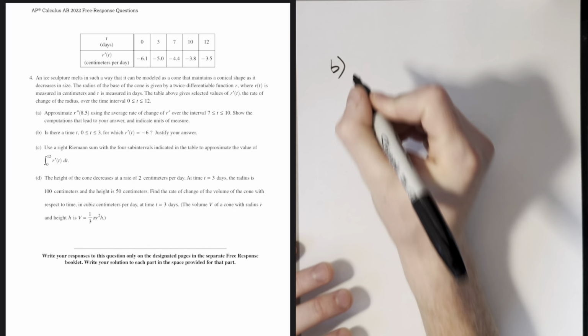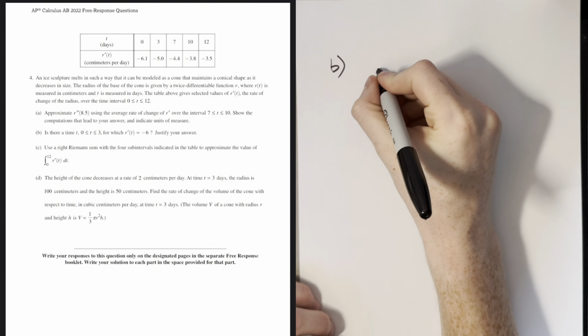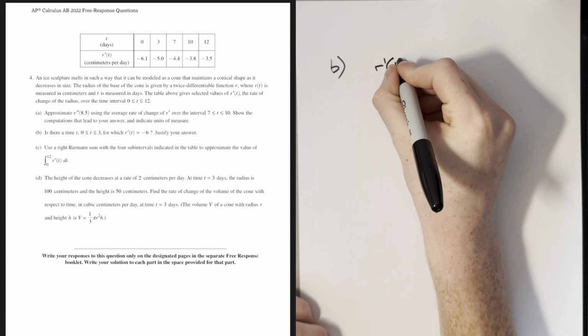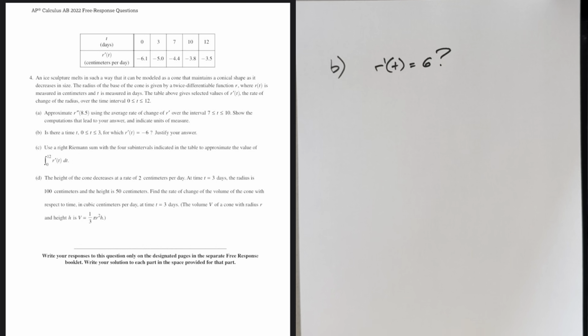So part B says, is there a time between 0 and 3 for which r prime of t is equal to -6? Justify your answer. Okay, so let's check it out. Look and see, does r prime of t have to equal -6 at some point? Well, let's look at our table, right? Our rate of change of our radius goes from -6.1 to -5.1 to -4.1, on and on and on, right?